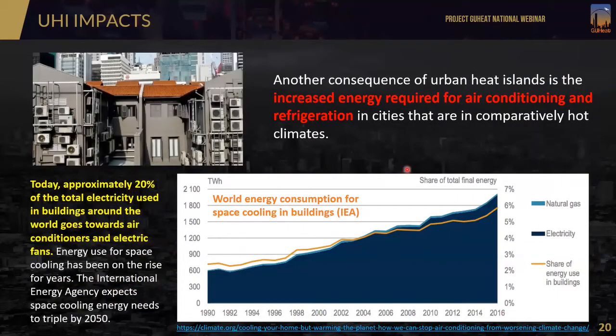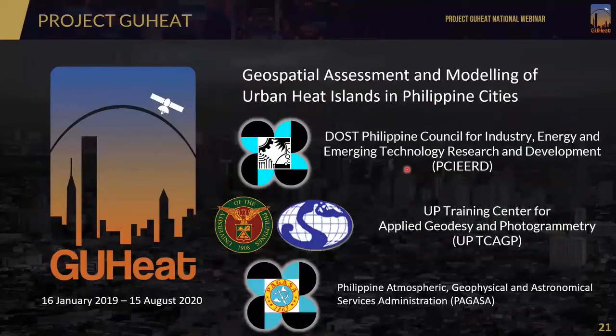Another consequence, as pointed out also by Dr. Paringit, is the increased energy required for air conditioning and refrigeration in cities that are comparatively hotter. Today, approximately 20% of the total electricity used in buildings around the world goes towards air conditioning units and electric fans. In the graph below, we can see the world energy consumption for space cooling in buildings. And this has increased threefold, from 600 terawatt-hours to around 1,800 or 2,000. And the increasing share of the total final energy is attributed to the cooling systems.